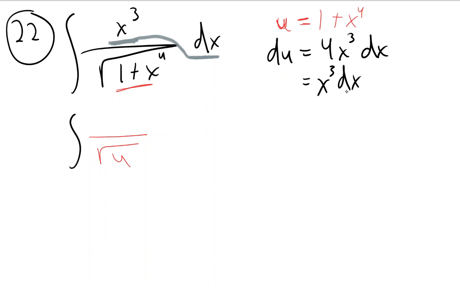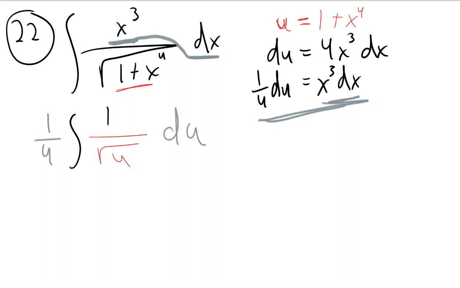That forces you to look at this side of the equation and say, this side's been divided by 4, so algebraically I should divide this side by 4. So the only way you can replace x cubed dx is with 1/4 du. That 1/4 takes into account the chain rule, so that you don't have to do it in your head.